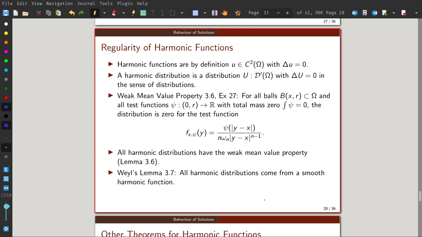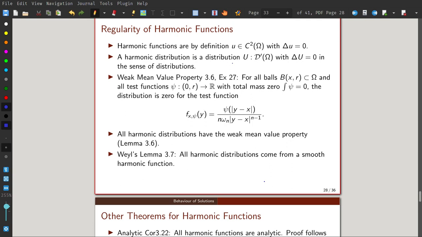All right, remember what that means. We'll talk more about this in the final section, but this means that for all test functions, u applied to the Laplacian of the test function is 0. And so we need to build up a little bit of theory for distributions if we want to say something about distributions. In particular, we can extend the mean value property to distributions as well, and we call it the weak mean value property.